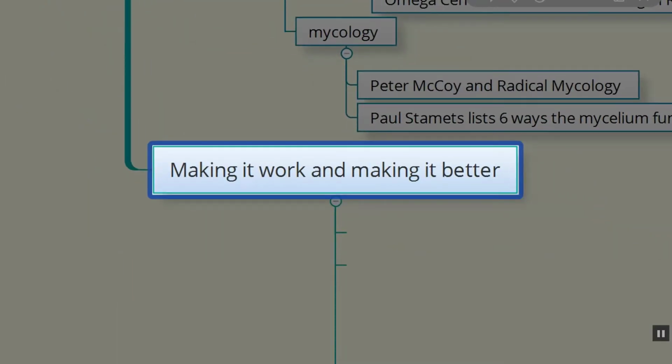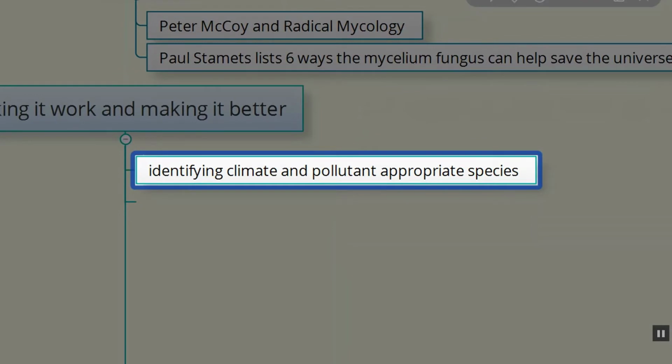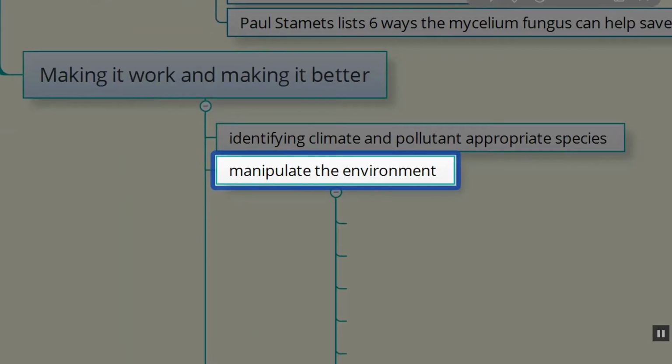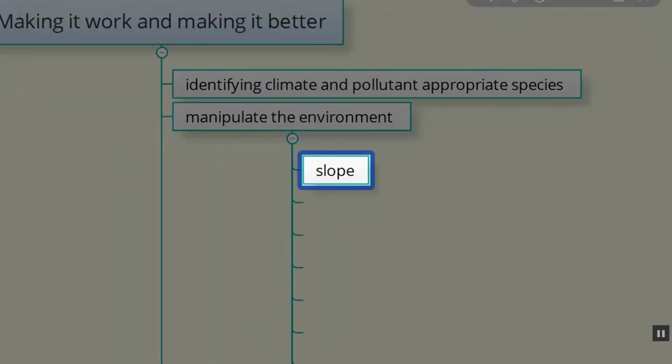So making it work and making it better. First we have to identify the climate and the appropriate species of microorganisms or plants that can perform the bioremediation. So we really have to observe our site, what the contaminants are, and determine what are the best means of dealing with that. So we can manipulate the environment in certain ways.